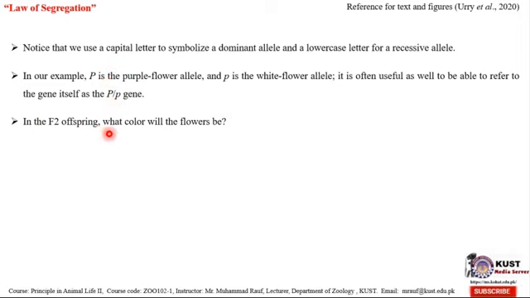So in the F2 offspring, what color will the flowers be? In the F2 offspring, the white flower color will also appear, because the allele responsible for determining the white flower color will have the opportunity to be expressed in homozygous form only in the F2 generation.